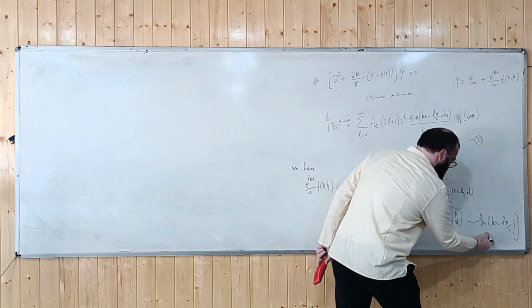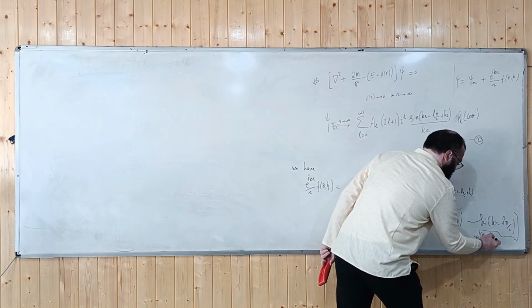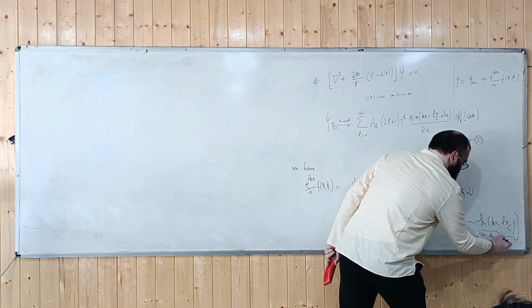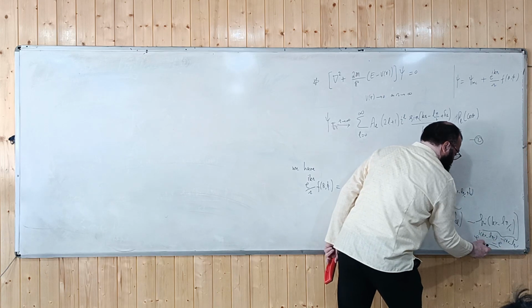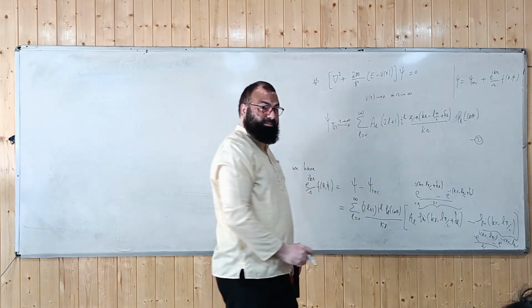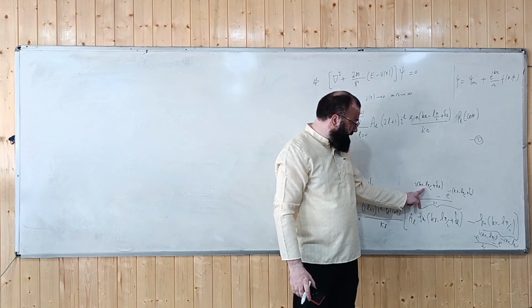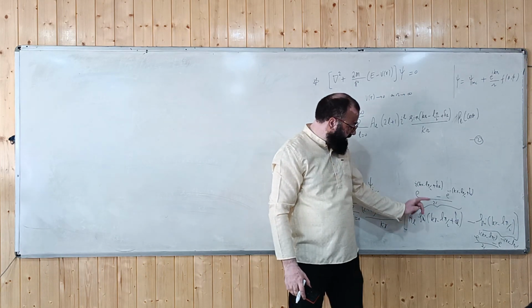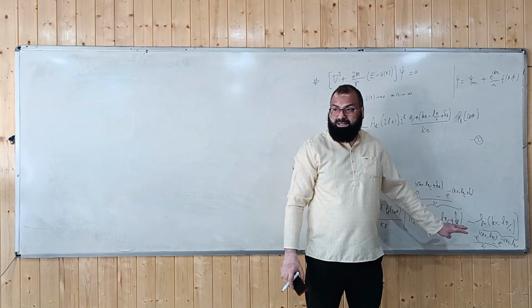Okay, similarly, what will this be? It is e raised to the power i(kr − Lπ/2) minus e raised to the power −i(kr − Lπ/2), divided by 2. Clear? So now look here. You have e raised to the power i(kr − Lπ/2) in this factor, and e raised to the power i(kr − Lπ/2) here. Got it?